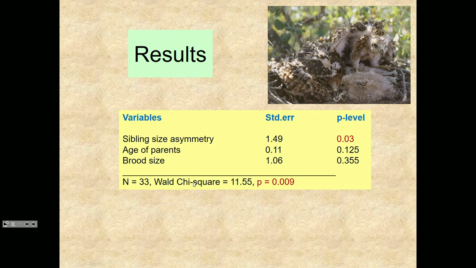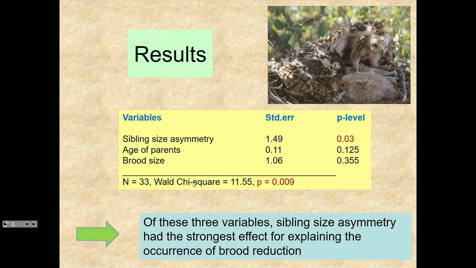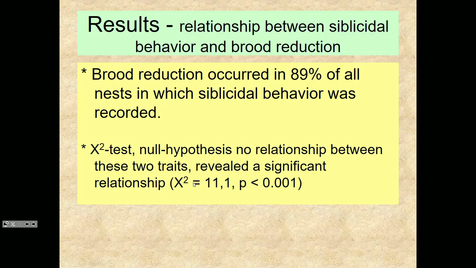And then the results. We saw that there was a significant effect of sibling size asymmetry, so with more differences between the siblings, the more we had brood reduction. There were no effects of parents, and no effect of brood size. So of these three variables, sibling size asymmetry had the strongest effect for explaining the occurrence of brood reduction. And also brood reduction occurred in 89% of all nests in which we saw siblicidal behavior. We had the null hypothesis of no relation between these, so this showed that there was a significant effect of siblicidal behavior. So this indicates this will eventually lead to brood reduction.